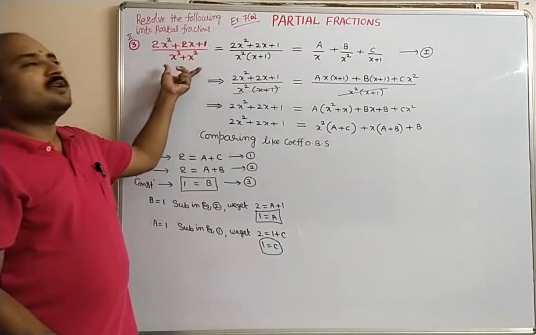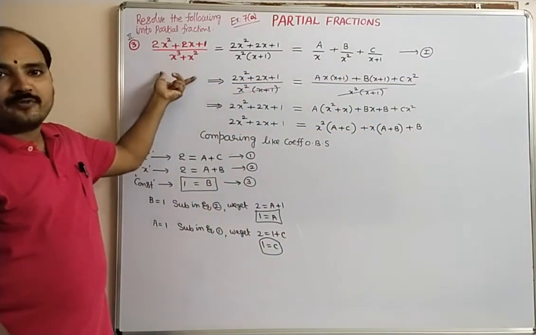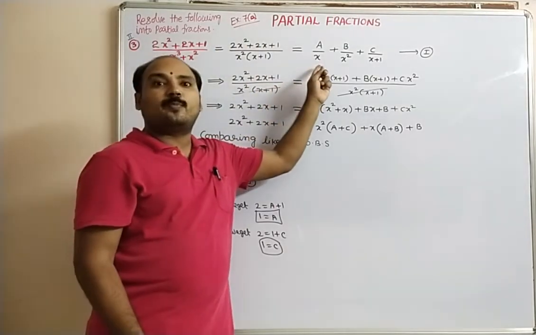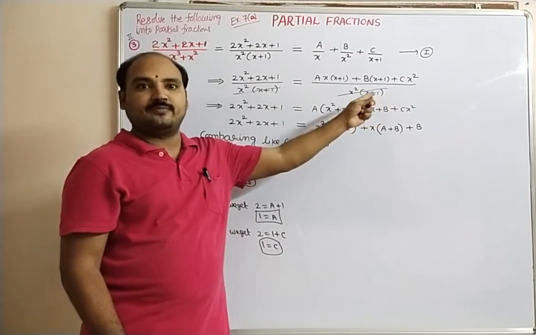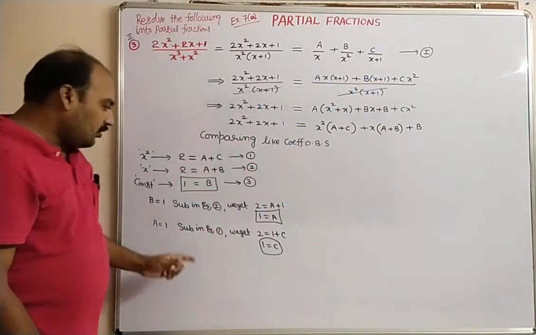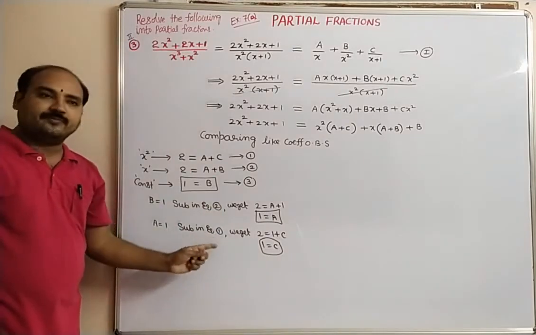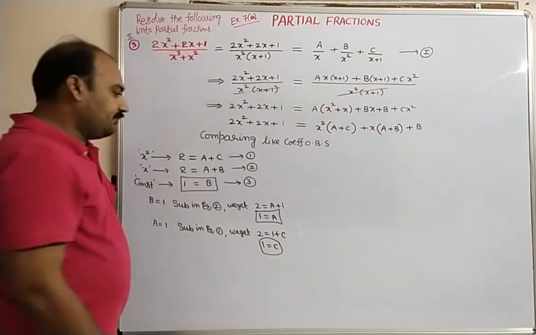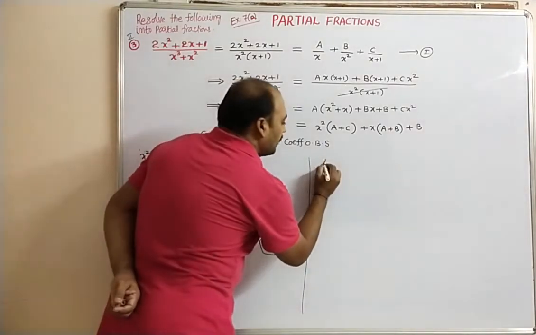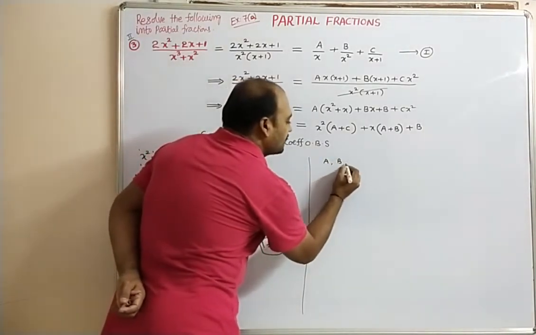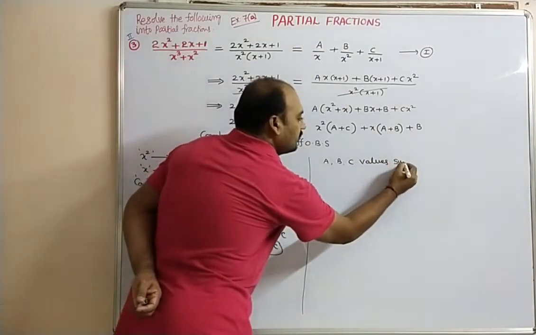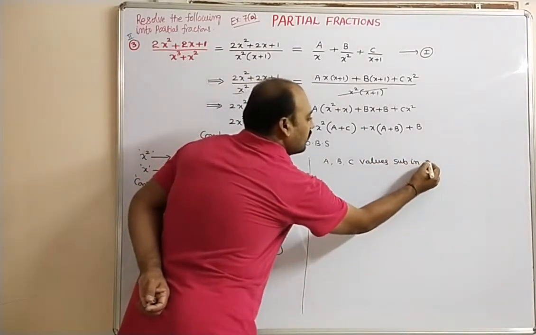Whenever you are going to express a given proper fraction in terms of partial fractions, that equation you have to keep as capital 1, and after getting the values of a, b, c, substitute in that equation capital 1. Capital A, B, C values substitute in capital 1.